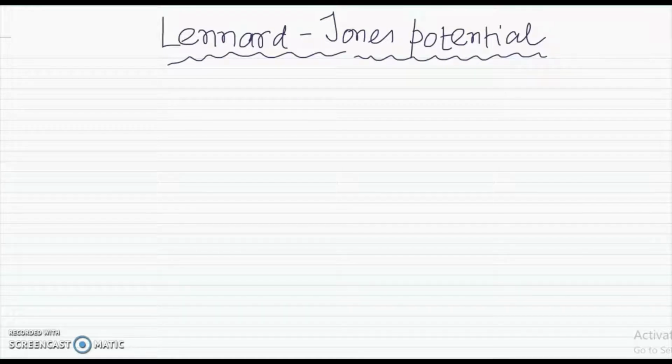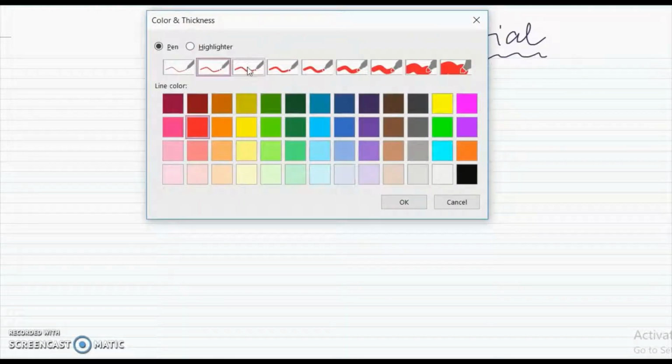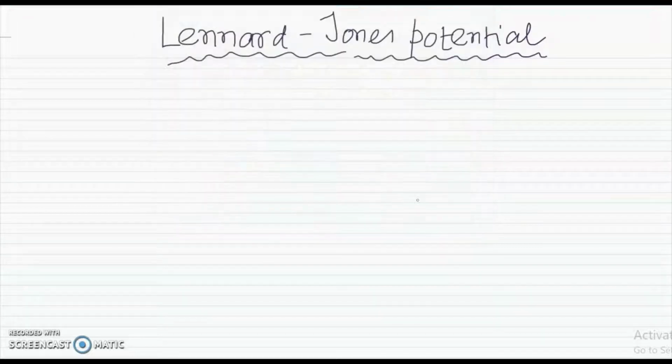So today I will discuss one important potential. It is called the Lennard-Jones potential, which comes into act when we try to understand how molecules are made of their constituent atoms. So now you can see that this is the potential.